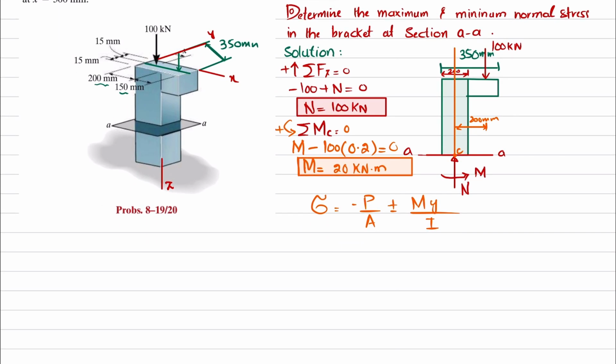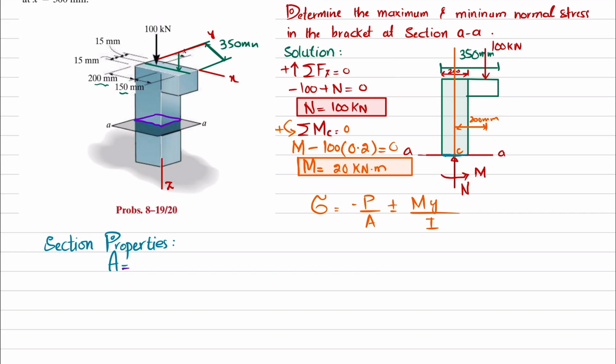Okay, now we'll find the section properties, which are A and I. So section properties: you can see the area, which is the area at section AA. So this is the area. Let me choose another color. This is the area over which this force is applied.